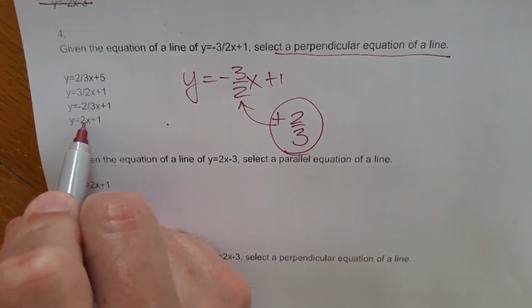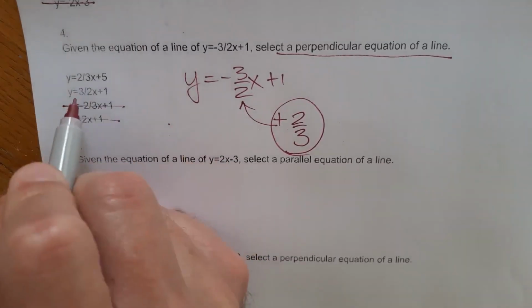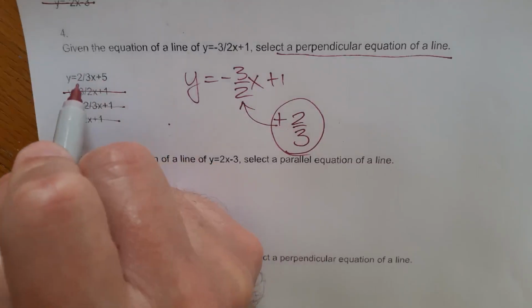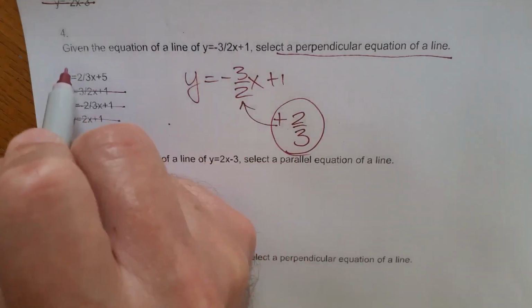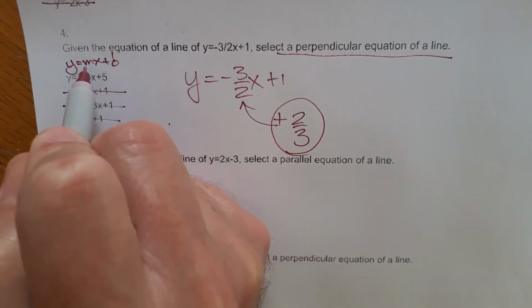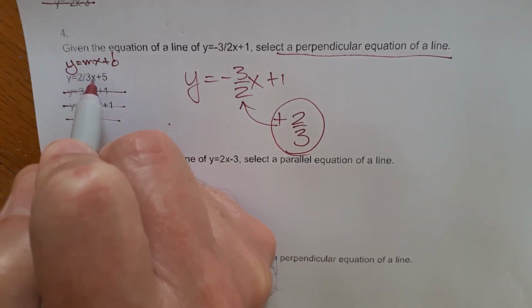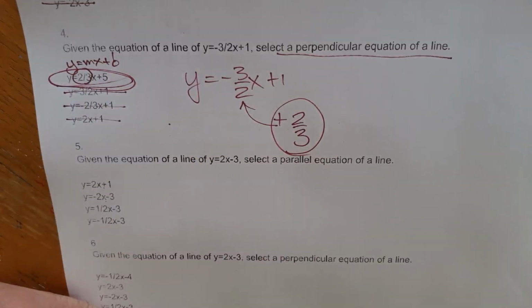So this one's got a 2 in front of the x, so that's out. A negative 2/3 is out. 3/2 is out. Here's the only one with a positive 2/3 slope, which is, just like y equals mx plus b, right? Which we've dealt with a lot by now. The m is the slope, the value in front of the x. That 2/3 is what confirms it. That's our correct answer for the perpendicular.